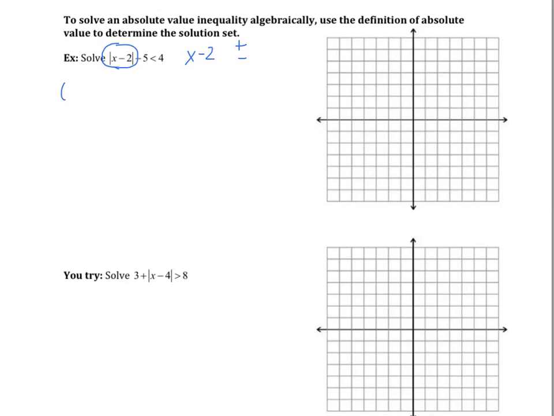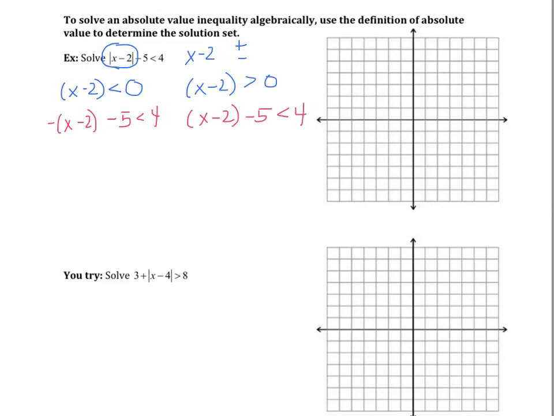We have to say x minus 2 before its absolute value is taken is either negative, or x minus 2 before its absolute value is taken is positive. So we need to test those two situations in this function. So we're going to say negative (x minus 2) minus 5 is less than 4. And we're going to say positive (x minus 2) minus 5 is less than 4.